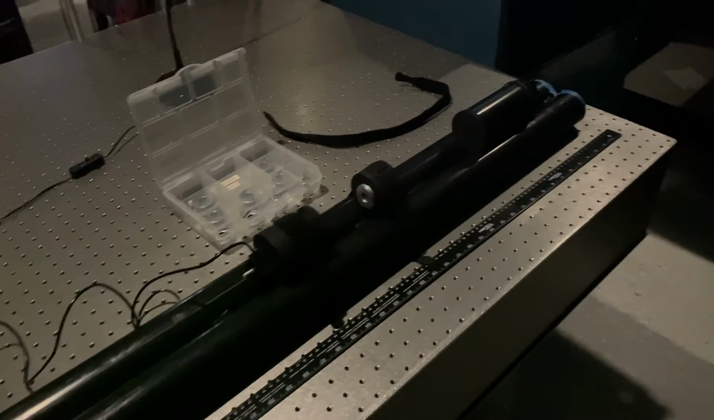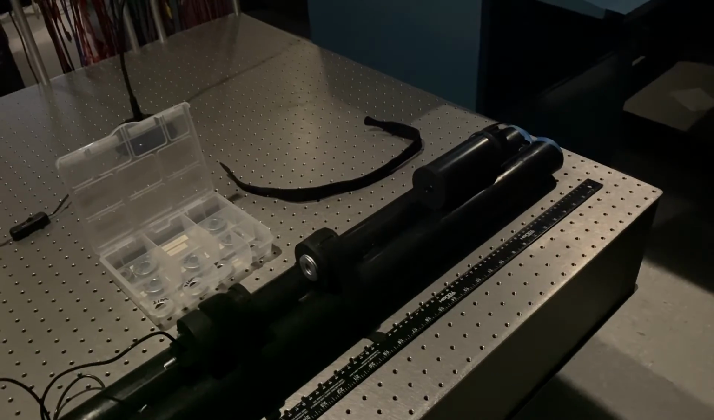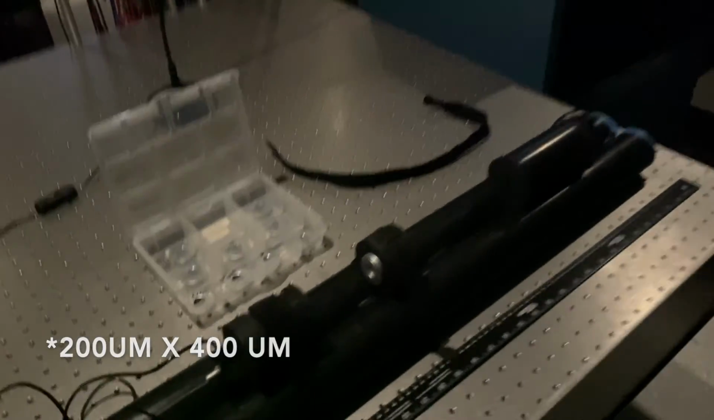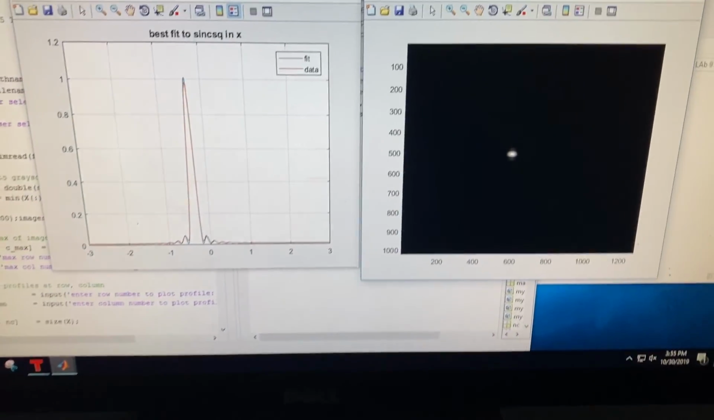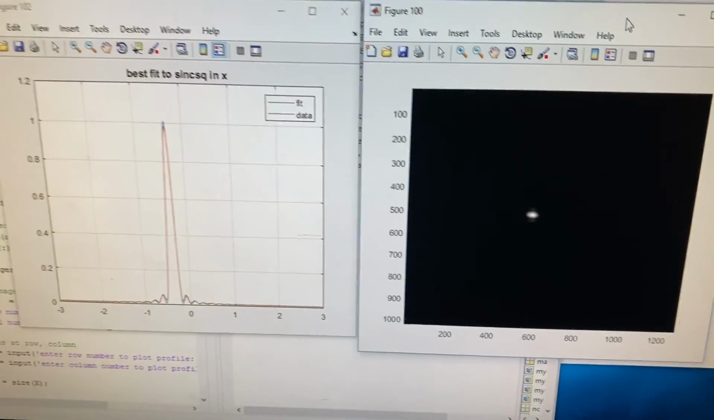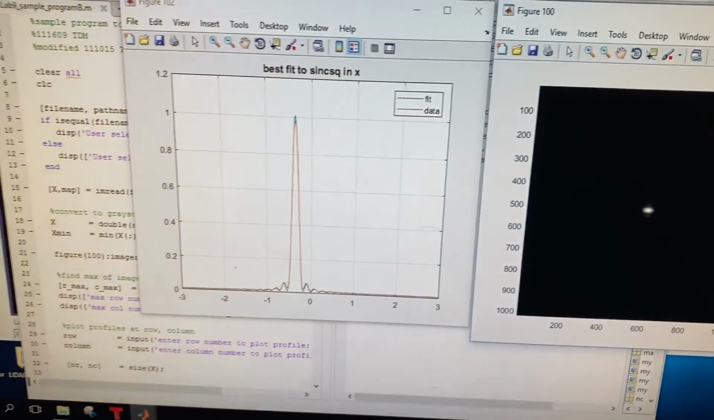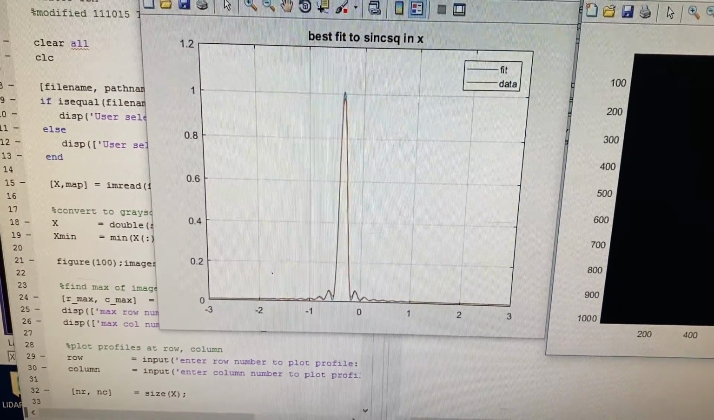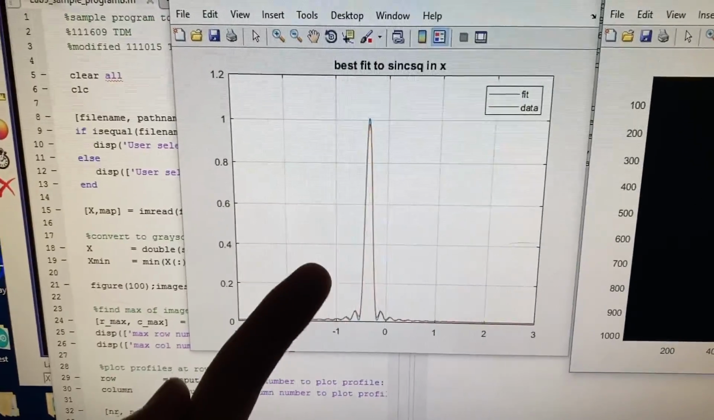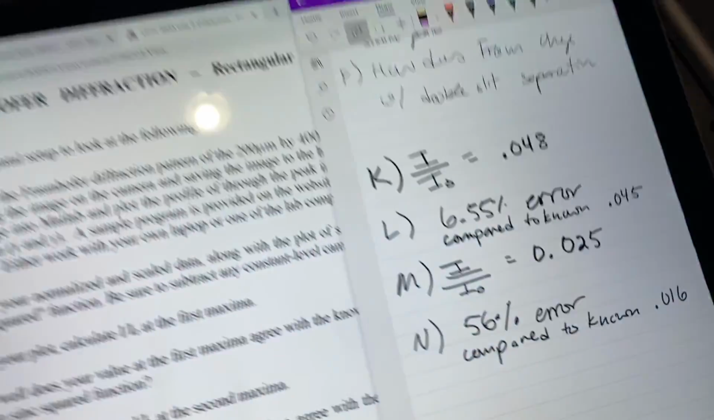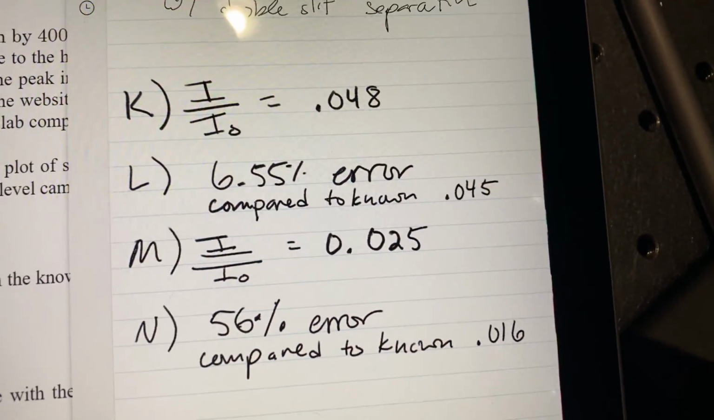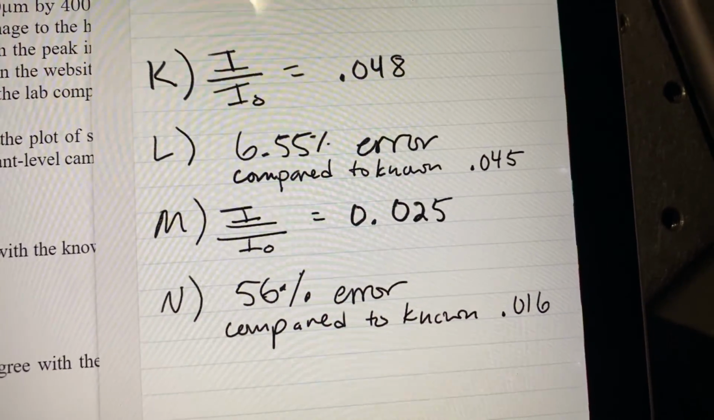Experiment 2 is qualitatively testing the Fraunhofer diffraction pattern of the 800 by 400 slit here. To do this, we took an image of the Fraunhofer diffraction and imported it into MATLAB. From there, we fit the sinc function to this, and this is the graph we have here. We then tested how accurate this graph was by calculating the I of the first peak over the I maximum, which we got to be 0.048 with a 6.55% error.